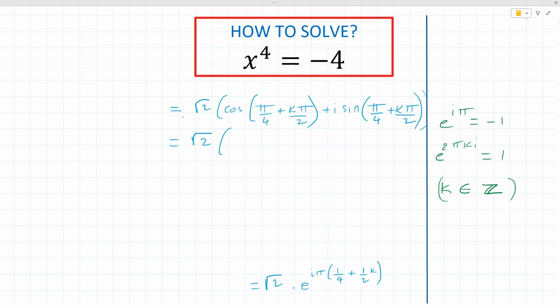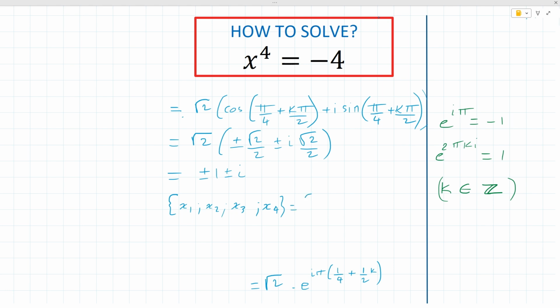It's going to be root 2 times plus or minus root 2 over 2 and plus or minus i times root 2 over 2. So we're going to have 4 different solutions here based on the rotations of 90 degrees. And if you simplify this, you're essentially getting plus or minus 1, plus or minus i, and those are your 4 solutions. We could simply write this in a solution set as x1, x2, x3, x4.